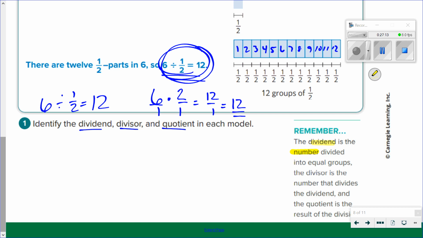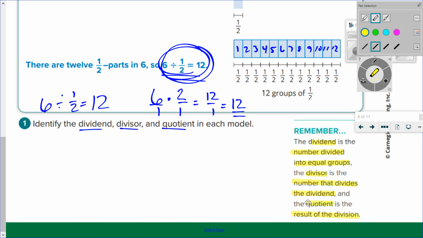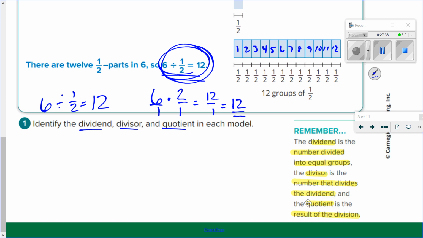Dividend is the number divided into equal groups. The divisor is the number that divides the dividend, or how many groups it's going into. And the quotient is the result of the division, or the answer. So that's your 3 pieces. If I look at my equation, which one is which? What number is my dividend?